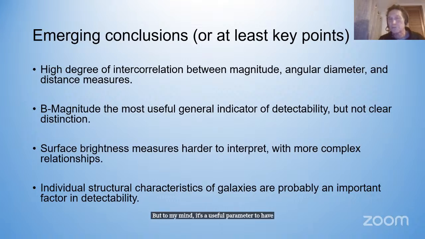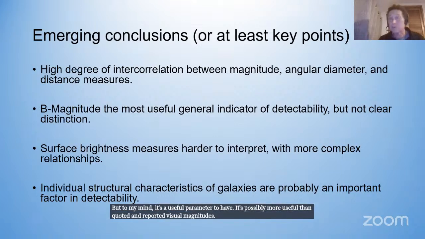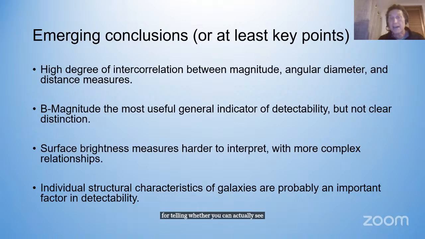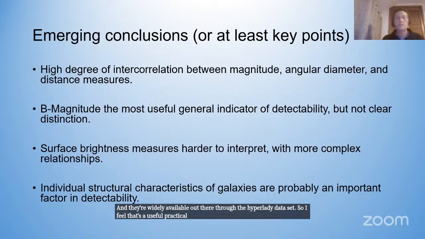It's possibly more useful than quoted and reported visual magnitudes for telling whether you can actually see an object or not. And they're widely available out there through the Hyperledger data set. So I feel that's a useful practical tool there.